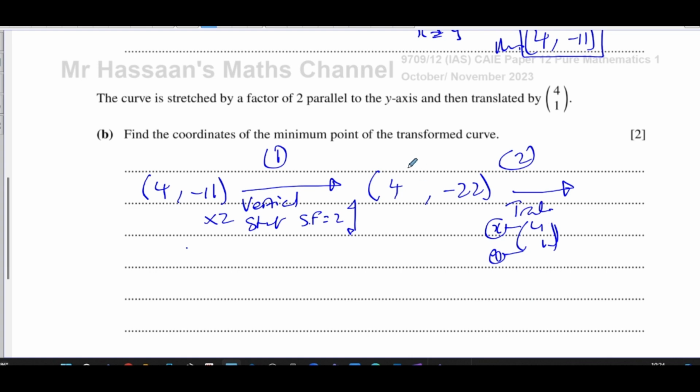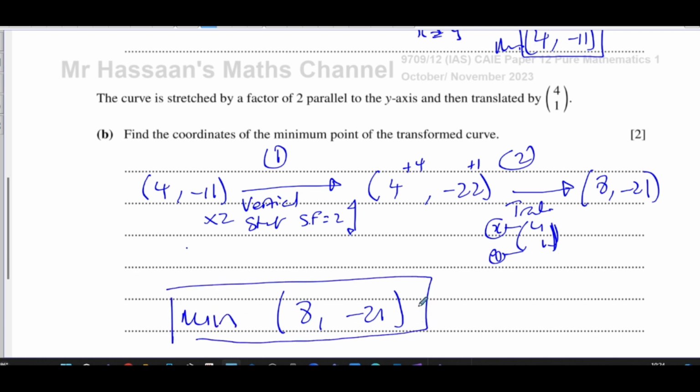So basically, we have got to add 4 to the x coordinate, and we have got to add 1 to the y coordinate. That's basically telling us it moves 4 spaces to the right and 1 space up. So the x coordinate is going to become 8, and the y coordinate is going to become minus 21. So you end up with the new minimum point (8, -21). That's the minimum point of the transformed curve. (8, -21), there's the answer to part B.